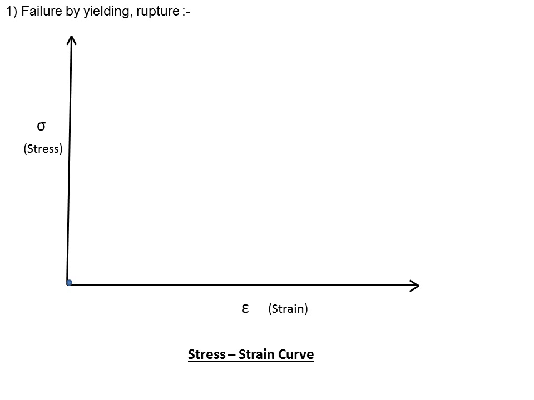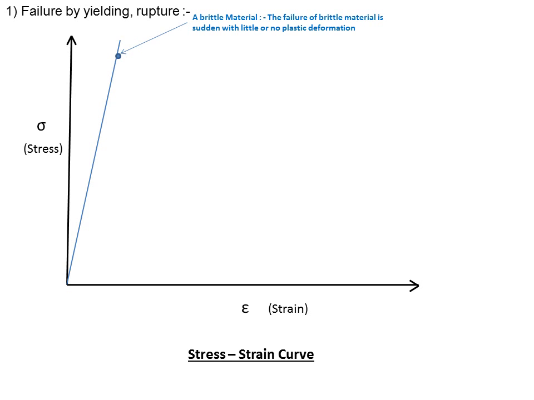Now let us look at the stress-strain curve for various different materials. A brittle material has a linear stress versus strain curve, and here we can see that from a very small strain, a considerable amount of stress is produced. So the failure of a brittle material is sudden, with very little or no plastic deformation at all.